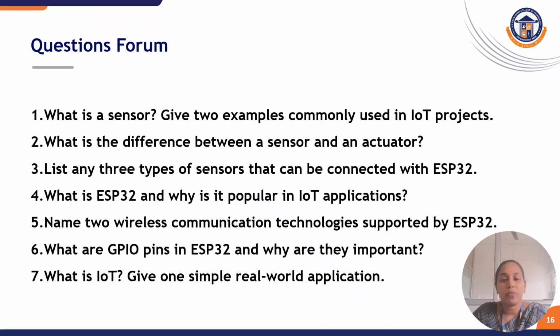So these are the question forum. First, what is a sensor? Give two examples commonly used in IoT projects. What is the difference between a sensor and an actuator? List any three types of sensors that can be connected to an ESP32. What is ESP32 and why is it popular in IoT applications? What are the GPIO pins in ESP32 and why are they important?